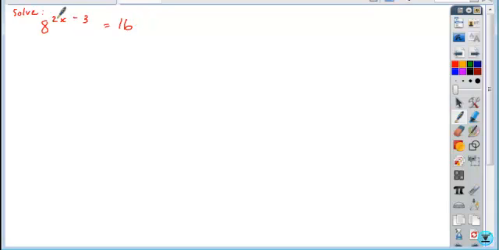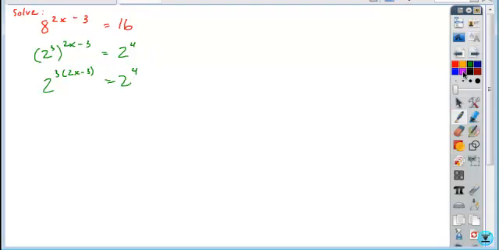Yeah, 8 is 2 cubed, base 2. And 16 can be expressed using that exact same base 2, and it would be 2 to the what power? To the 4th, right? So here you can continue using the properties of exponents. When you take a power to a power, you do what? Multiply. So we take 3 times 2x minus 3, and 2 to the 4th.